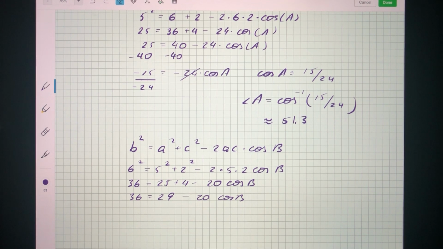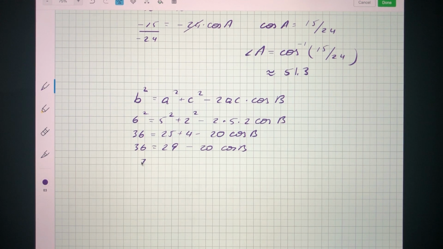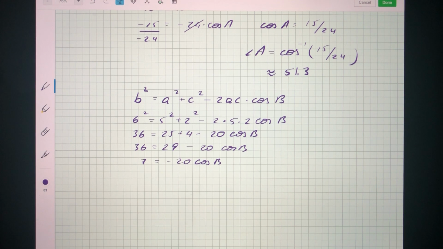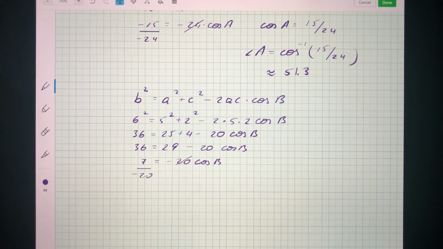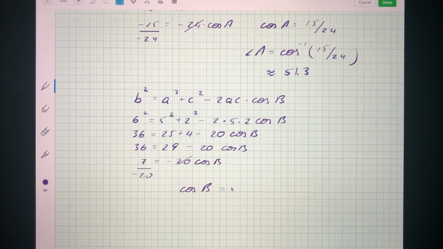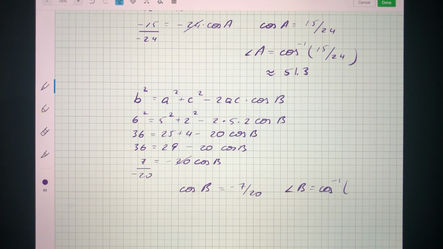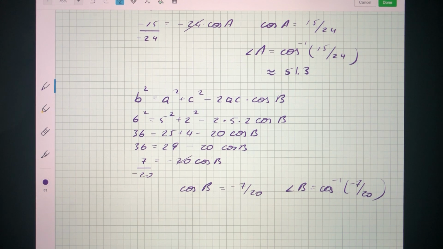Subtracting 29 from both sides, we get 7. 7 is negative 20 cosine B. Divide both sides by negative 20, and we get cosine B. So cosine of the angle B is negative 7 over 20. But we're looking for the angle B, which means we need the inverse cosine. So cosine inverse of negative 7/20 will find us the angle B.